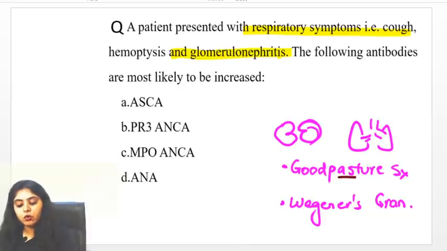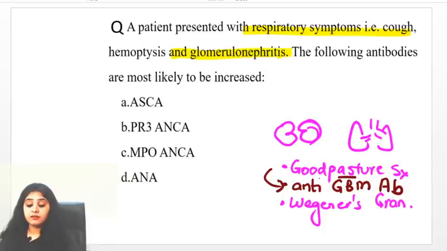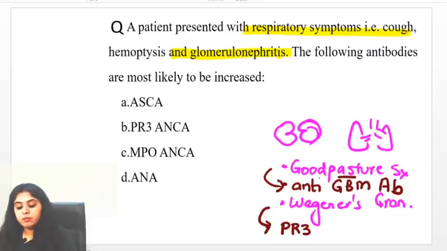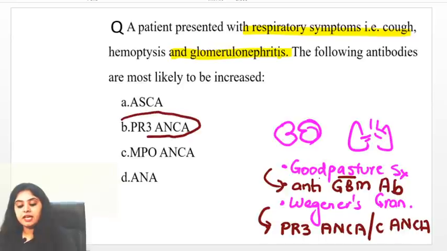Now in Goodpasture only lung and kidney are involved, and which antibodies? Anti-glomerular basement membrane antibodies. Are these there in the option? No, I don't have anti-glomerular basement membrane. So this is not Goodpasture. That is how you attempt questions, okay? Then you say, okay, the other option that I have is Wegener's. In Wegener's, the antibody that I most commonly see is PR3 ANCA, also known as C ANCA. So yes, PR3 ANCA is there in the options, also known as C ANCA.